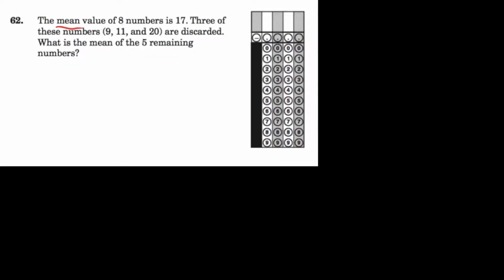The mean value of 8 numbers is 17. 3 of these numbers, 9, 11, and 20, are discarded. What is the mean of the 5 remaining numbers? Let's talk about the mean, shall we?